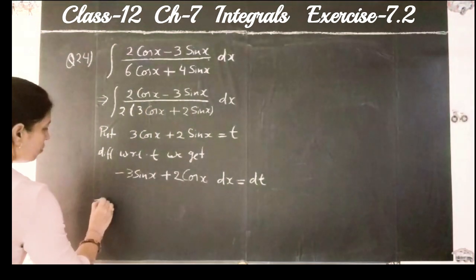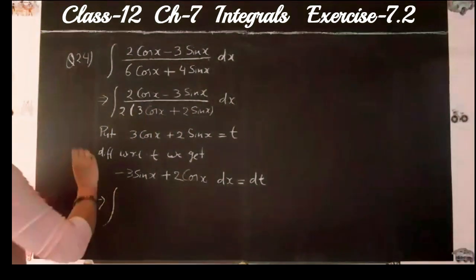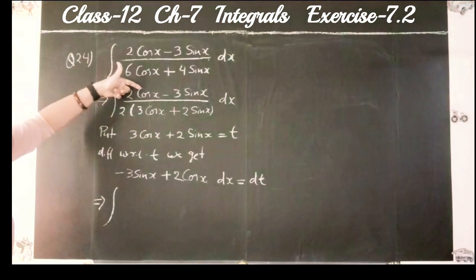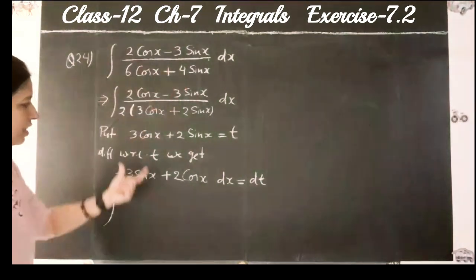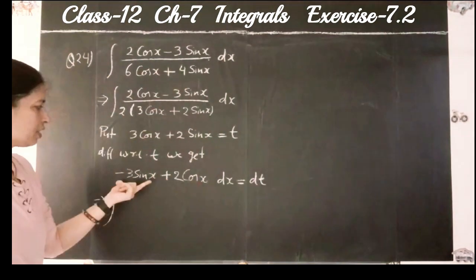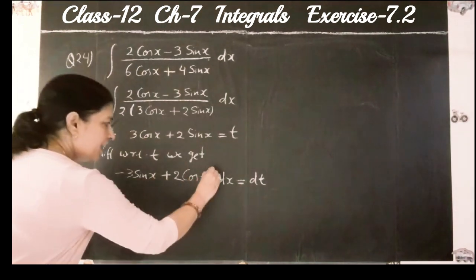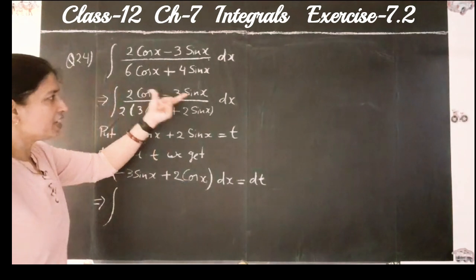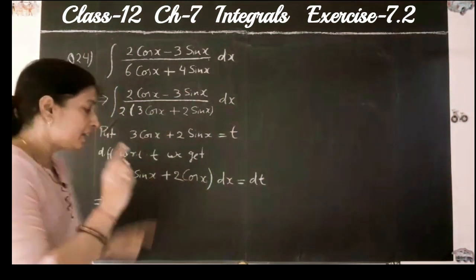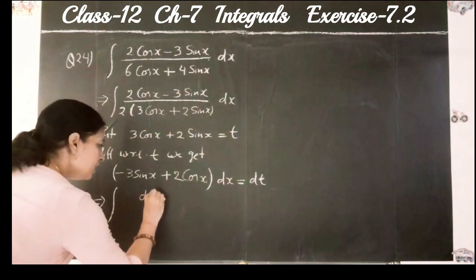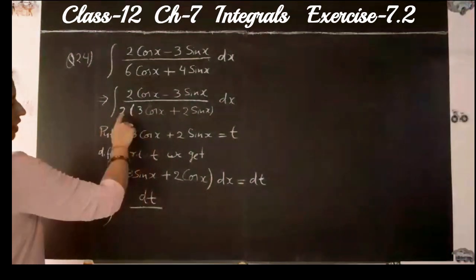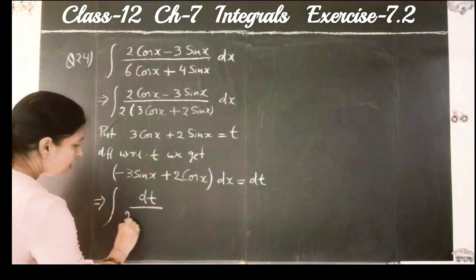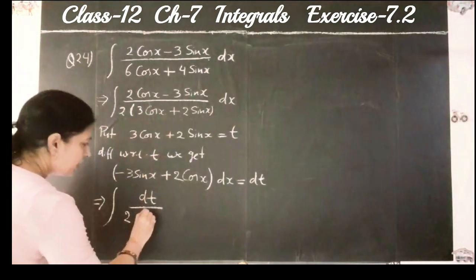So now we can write our integral. Here it is given 2 cos x minus 3 sin x. Here it is also 2 cos x minus 3 sin x dx is equal to dt. So in place of this we can write only dt. So it will be dt and here it is 2. So write it is 2 and this one is t.